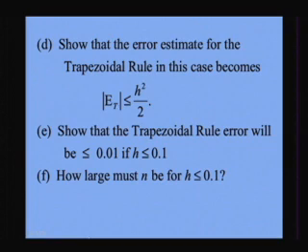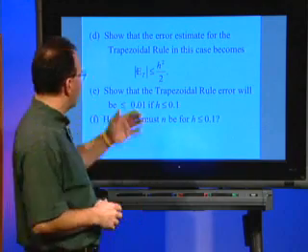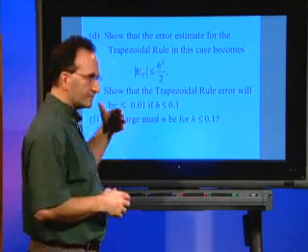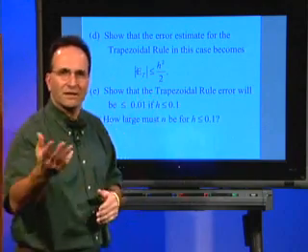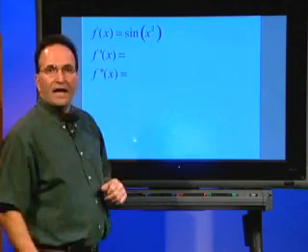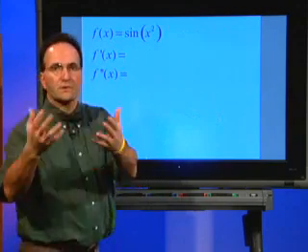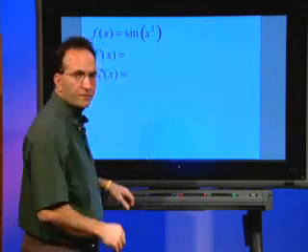And finally, how large must n, the number of subintervals, remember, be for h to be less than 0.1 or 1/10? So we have a lot of work to do here. We have 5 different parts, actually 6 different parts that we want to find answers to. So let's get going. We have f of x is equal to sine of x squared, and we want to find the second derivative, which means, of course, we need to do the first derivative first.